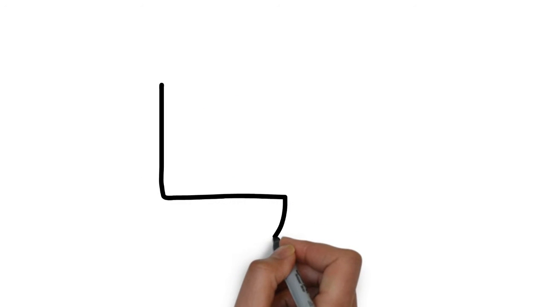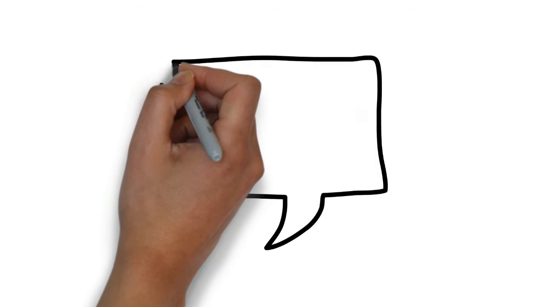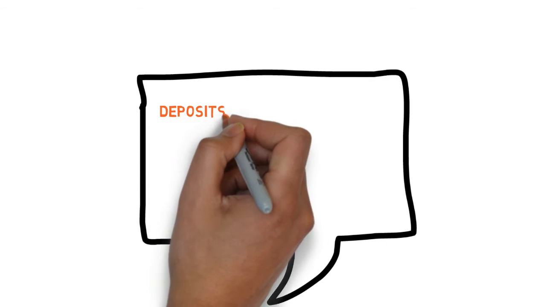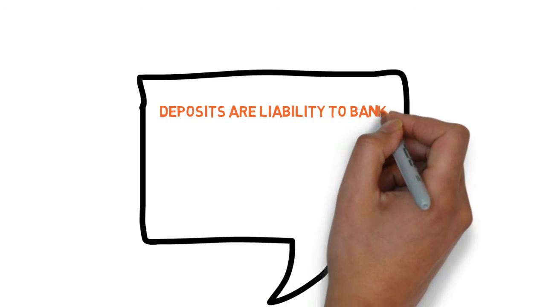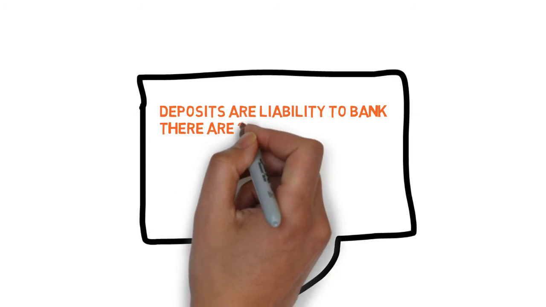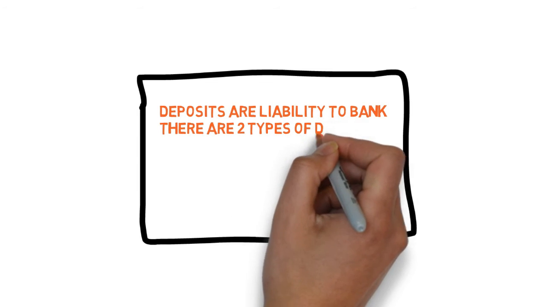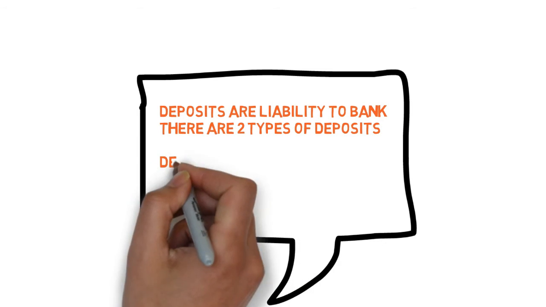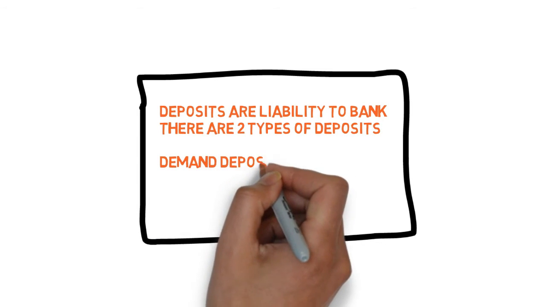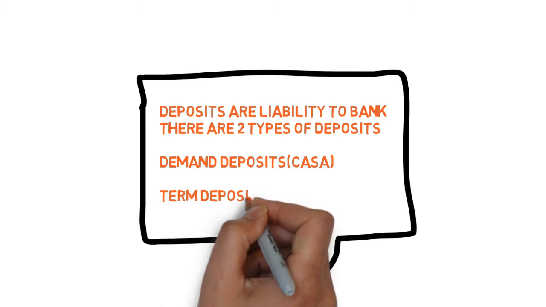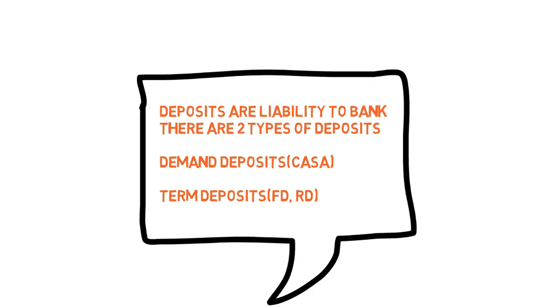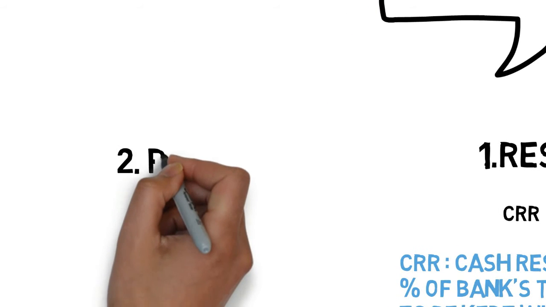Here I want to mention something very important: deposits of a bank are a liability to the bank, because banks have to pay them back to the customers. There are two types of deposits: demand deposits, which are current account and savings account deposits, and term deposits, which are fixed deposits and recurring deposits.